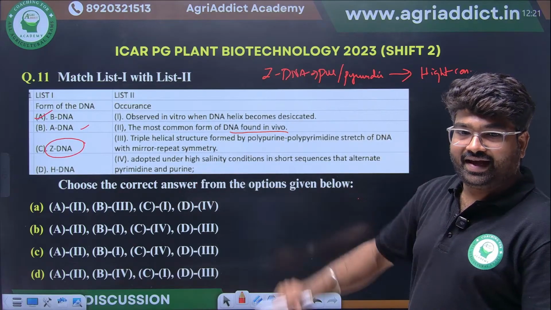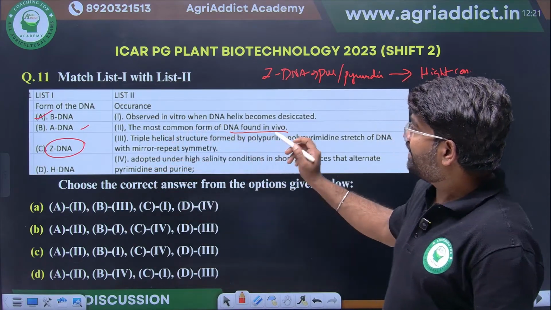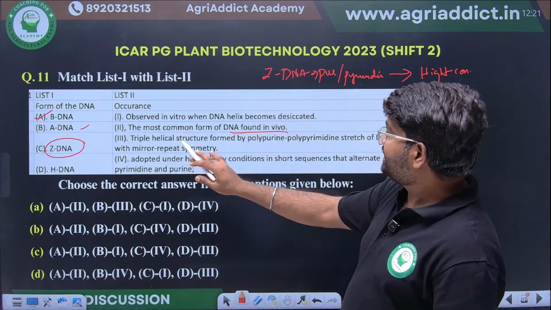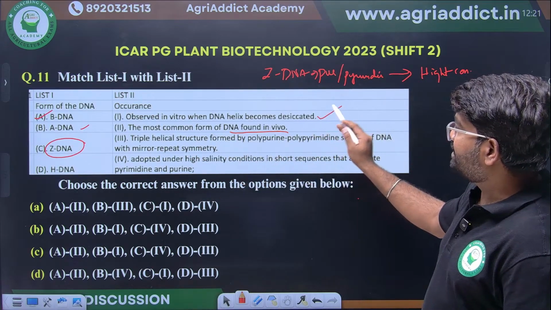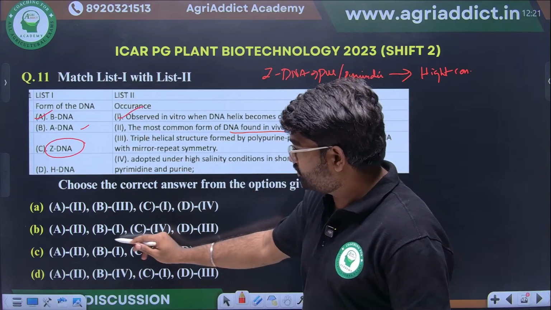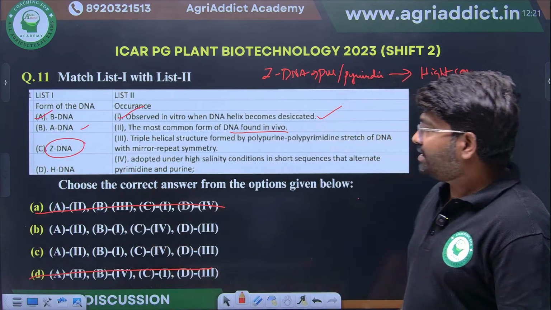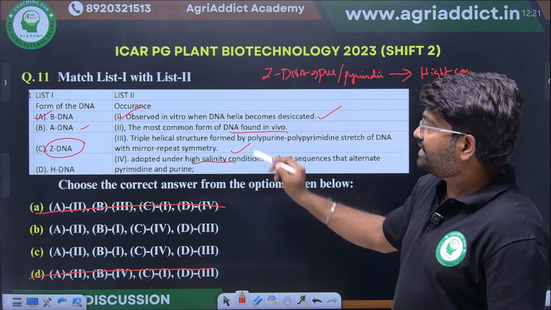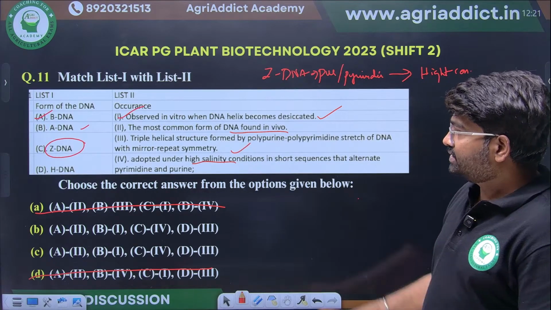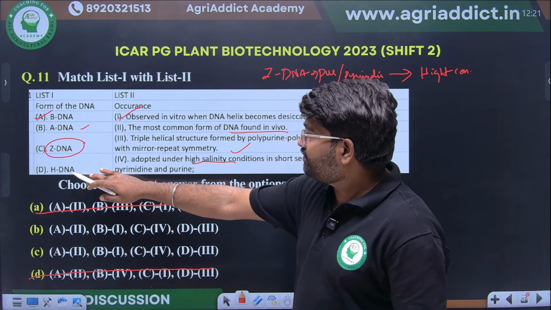Then A-DNA, where will it come? A-DNA will be present in desiccated conditions. That's what I told, so B will come to option 1. Z-DNA, I already told, will be present in high salt conditions. So C is 4. Okay, D, what will it come?